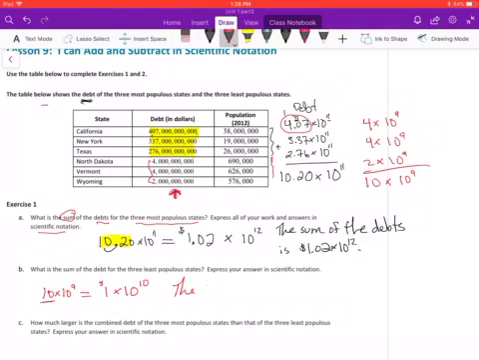So my answer statement: the three least populous states owe a combined 1 times 10 to the 10th power dollars. Okay, so that's it for adding in scientific notation. Remember, the key is the exponent has to be the same.